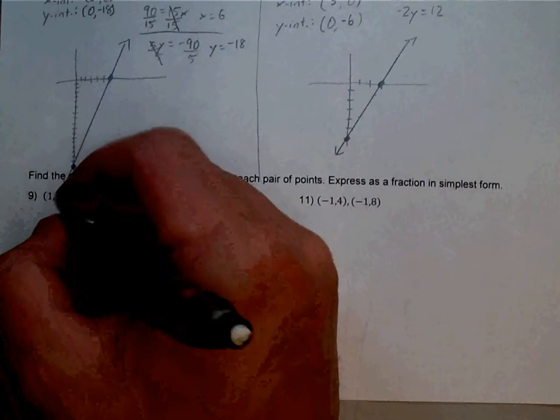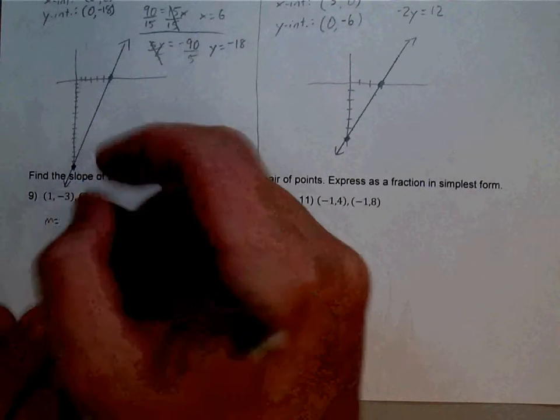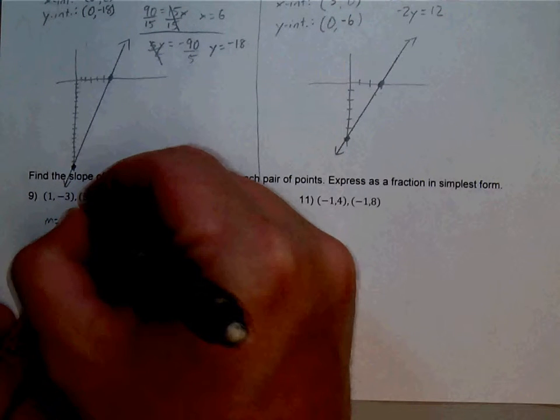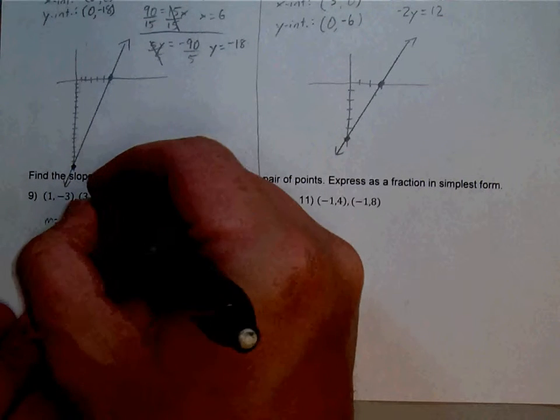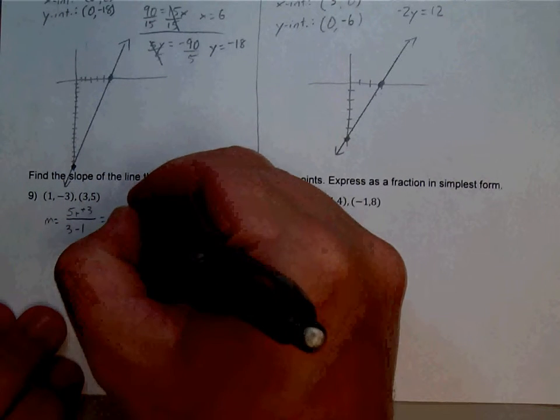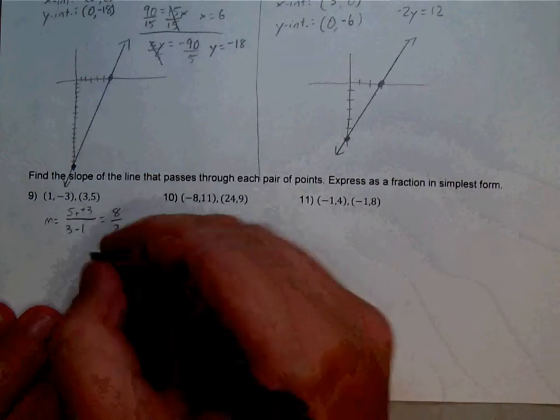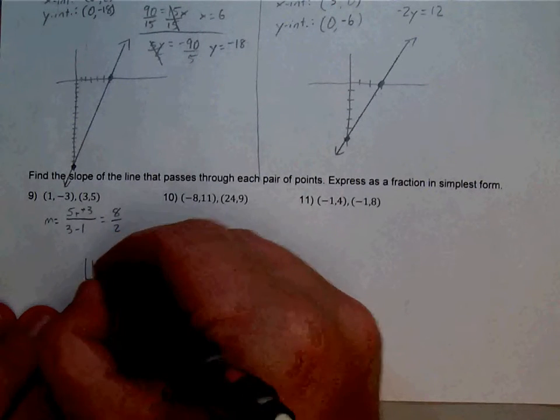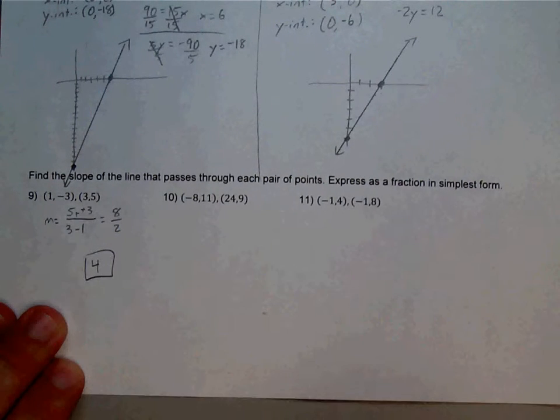Find the slope. Use the slope formula. 5 minus negative 3 over 3 minus 1. Minus a negative is like plus, so 5 plus 3 is 8. 3 minus 1 is 2. 8 divided by 2 is 4. Fraction in simplest form: we don't have to write 4 over 1 when we can just write it as 4.